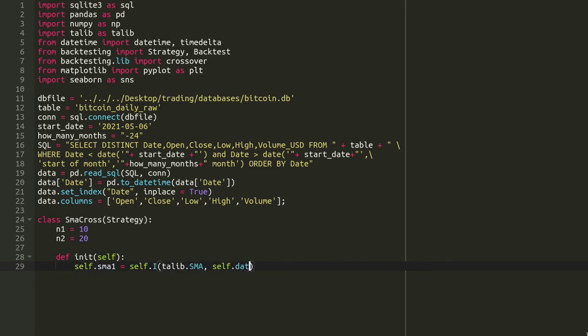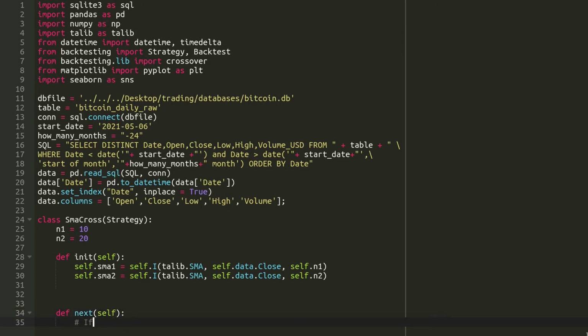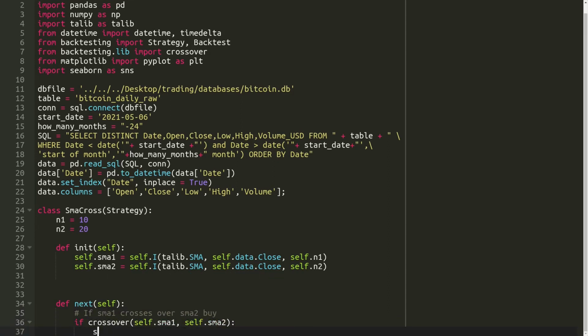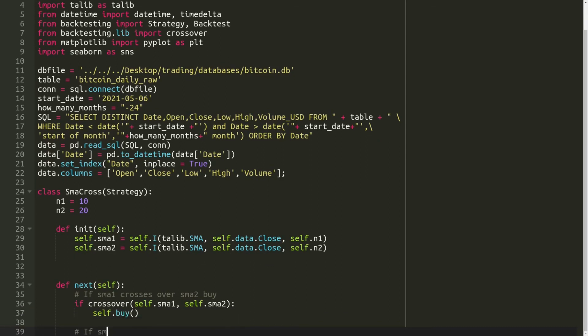In the init function, we pre-calculate the two moving averages using TA-Lib. In the next function, we set the conditions for buying and closing the position. Closing the position means selling what we have, but this is a long-only strategy, so we don't go short.